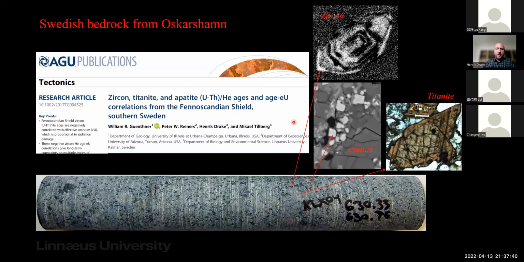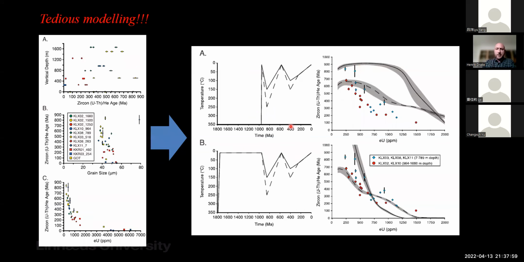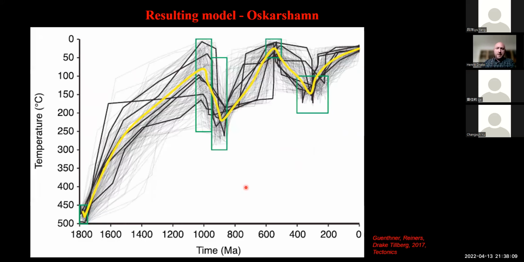So we did first a study together with Willy Günther and Pete Reiners in the US, in Arizona and Illinois, and gave them samples from the Fennoscandian shield, and they did this uranium, thorium, helium of apatite, titanite, and zircon. And of course, a lot of modeling, forward modeling, for instance. And I won't go into these details of how this is done, but I will go into details of the outcome in plot.